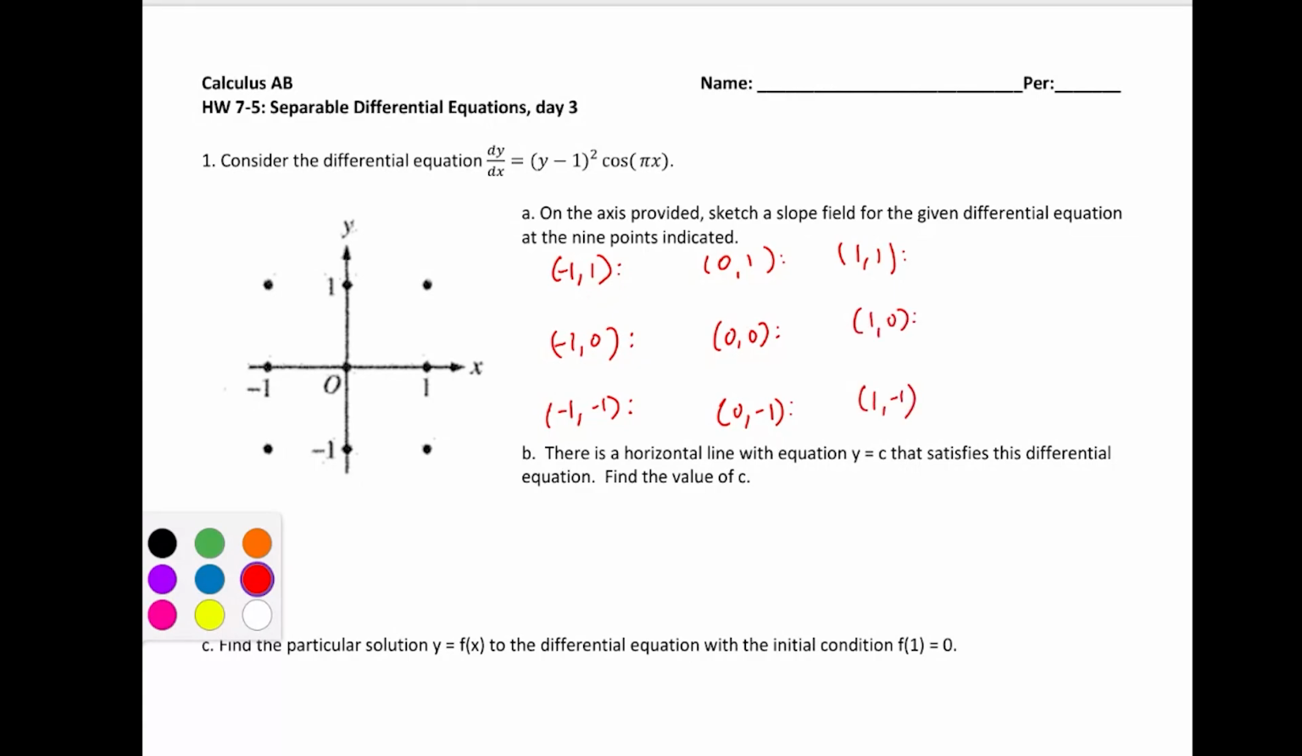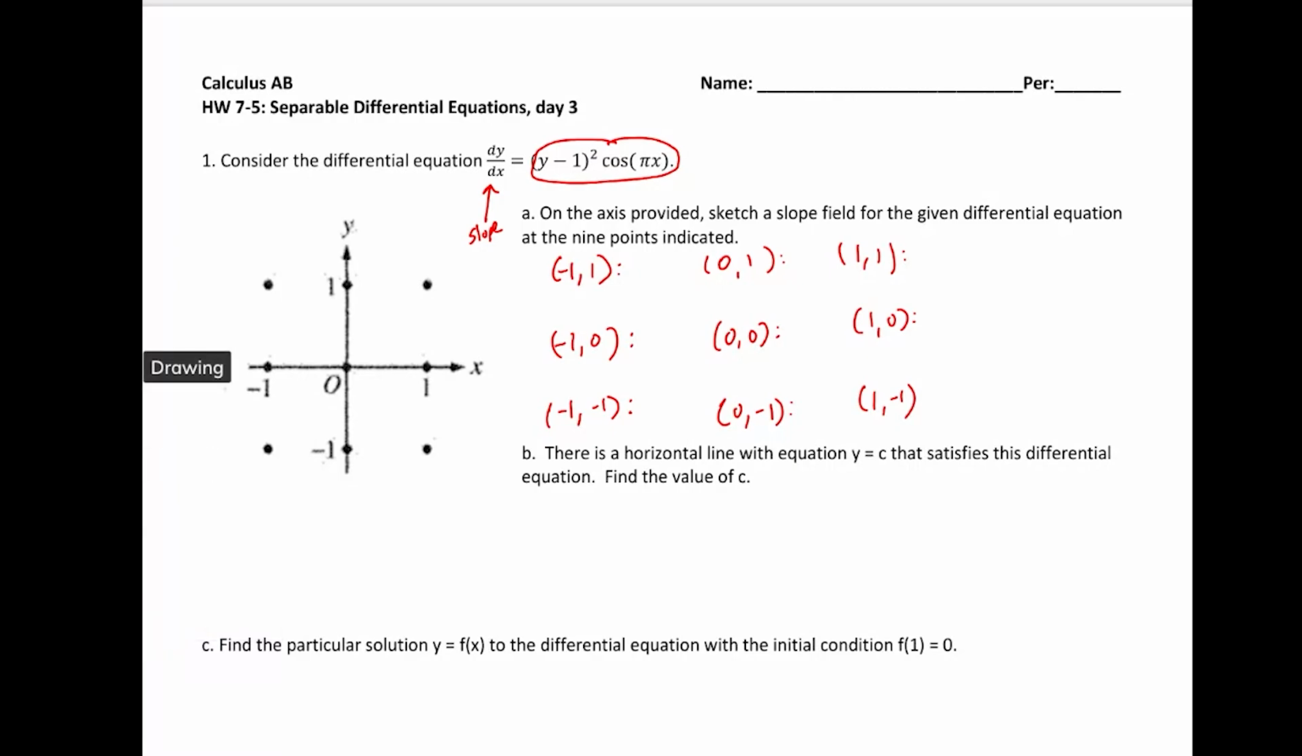And we're going to plug each of these into the slope equation. Remember that dy/dx, that's the slope. And then we're going to sketch a little tiny line at each point, to represent the slope of the solution to the differential equation that passes through that particular point.